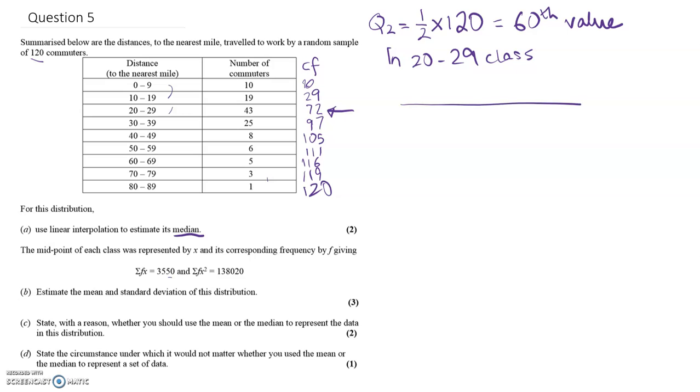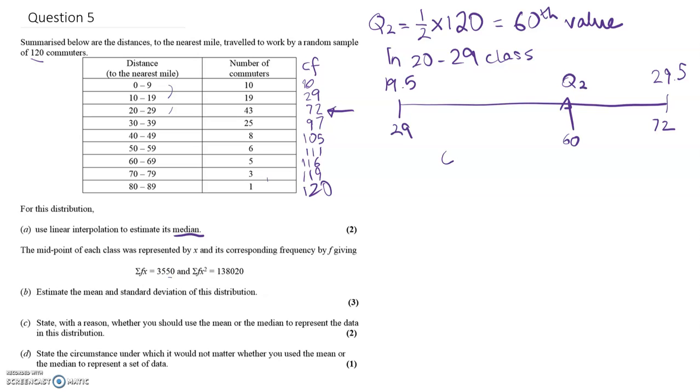So draw your line, mark on the boundaries of that class, which are 19.5 and 29.5. Put the cumulative frequencies at the bottom. The 60th value would come somewhere about here.